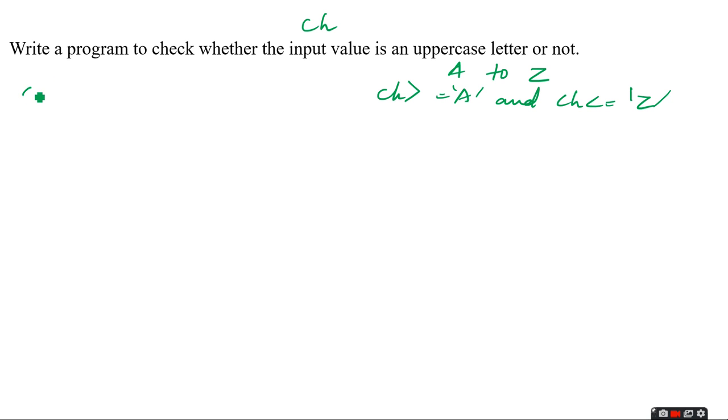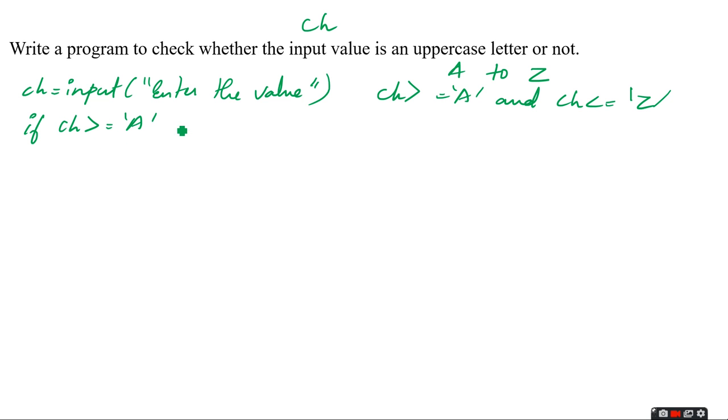Now we can input the value for CH. We can write CH equal to input, enter the value. Here we are using the input function because we are checking whether the input value is an uppercase letter or not. So no need of writing int or float here. After that, we will check the condition whether CH is greater than or equal to A and CH is less than or equal to Z.